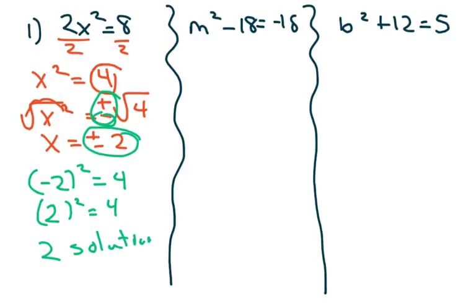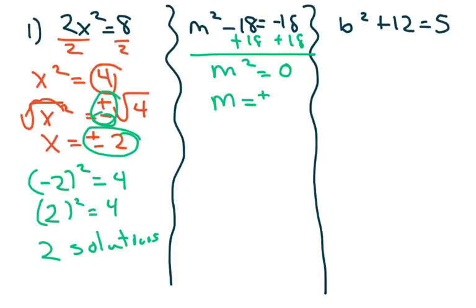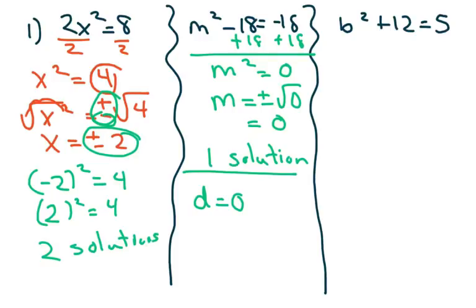Now the next one, we're going to add 18 to both sides. And we get m squared equals 0. So when you square root both sides, you're just basically going to get m equals plus or minus square root of 0, which is just 0. So that's one solution. That's our second case where d equals 0. So that has one solution, and it's always d equals 0.